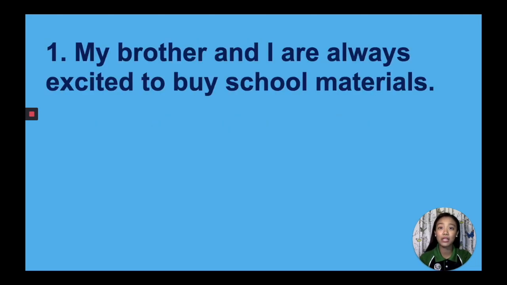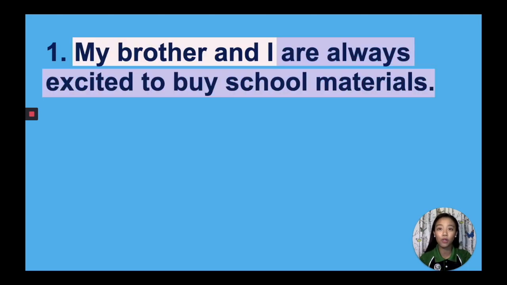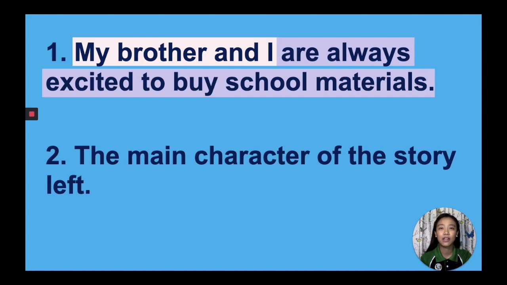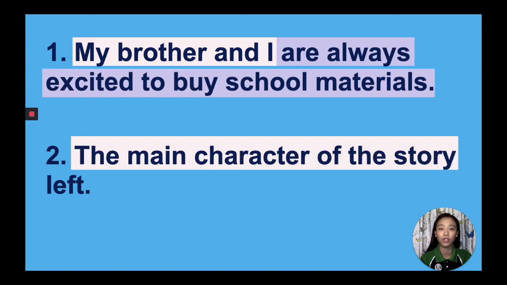Let's now answer. For the first sentence, my brother and I are always excited to buy school materials. The complete subject is the phrase, my brother and I. And the complete predicate is, are always excited to buy school materials. For the second sentence, the main character of the story left. The complete subject is the phrase, the main character of the story, and the complete predicate is just the verb left.